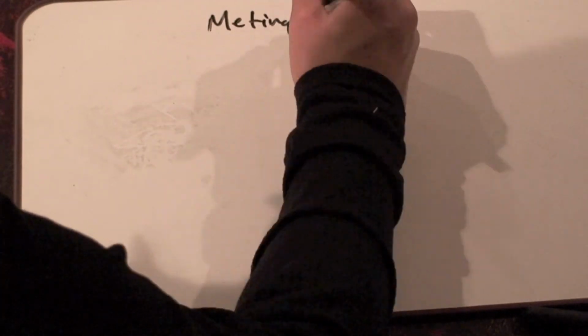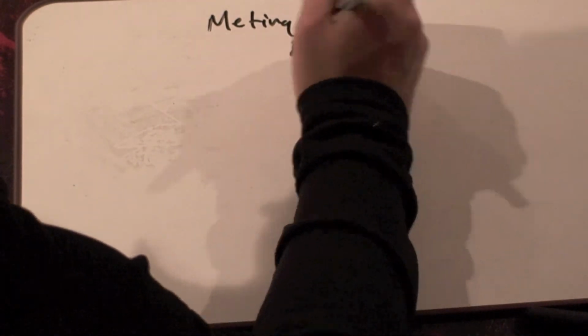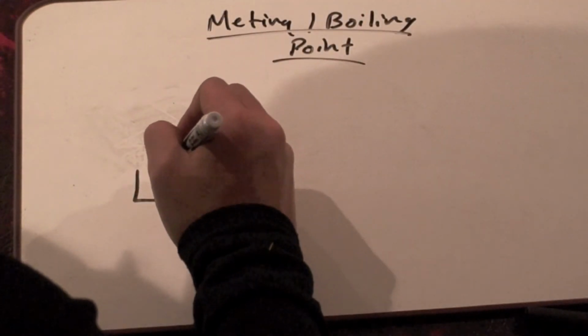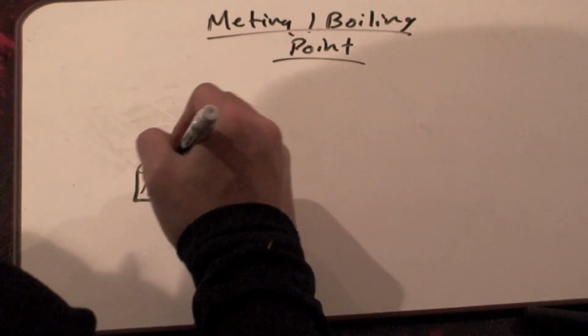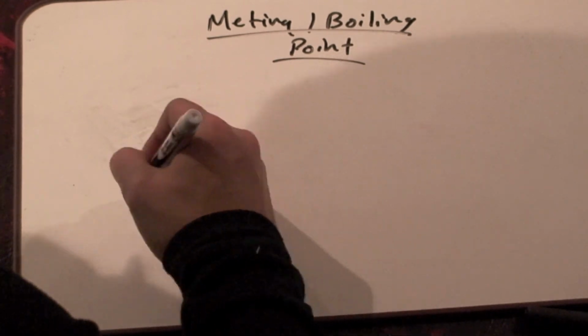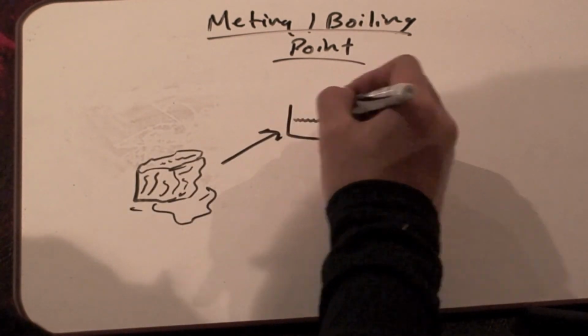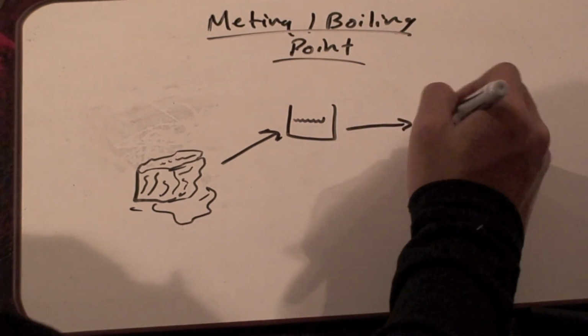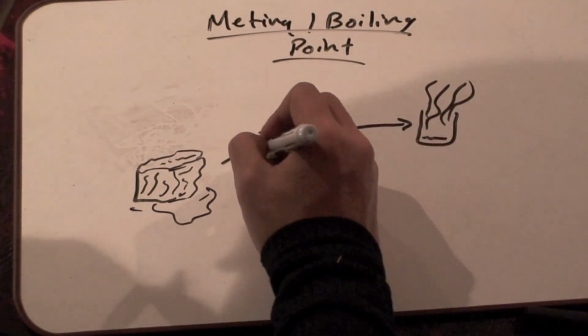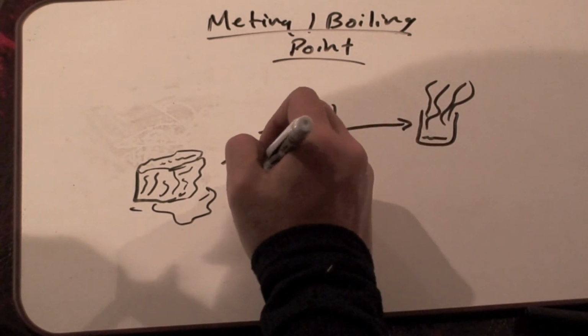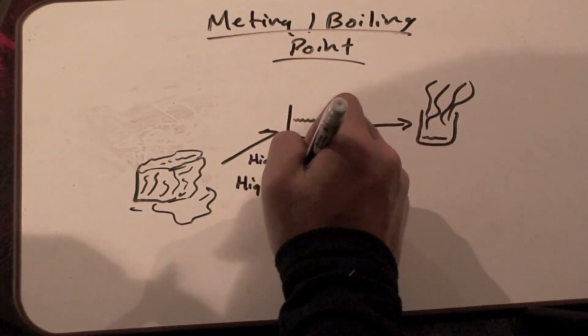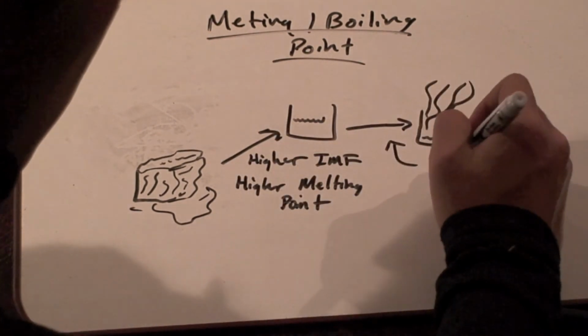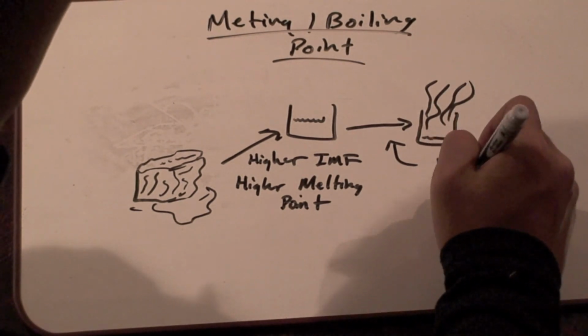The next property is boiling point or melting point. This property is influenced by IMF because in order to melt or boil a molecule, you're going to need to break the intermolecular bonds between those molecules. A stronger intermolecular force means higher temperatures needed to melt or boil, and a weaker intermolecular force results in lower temperatures to melt or boil these molecules.